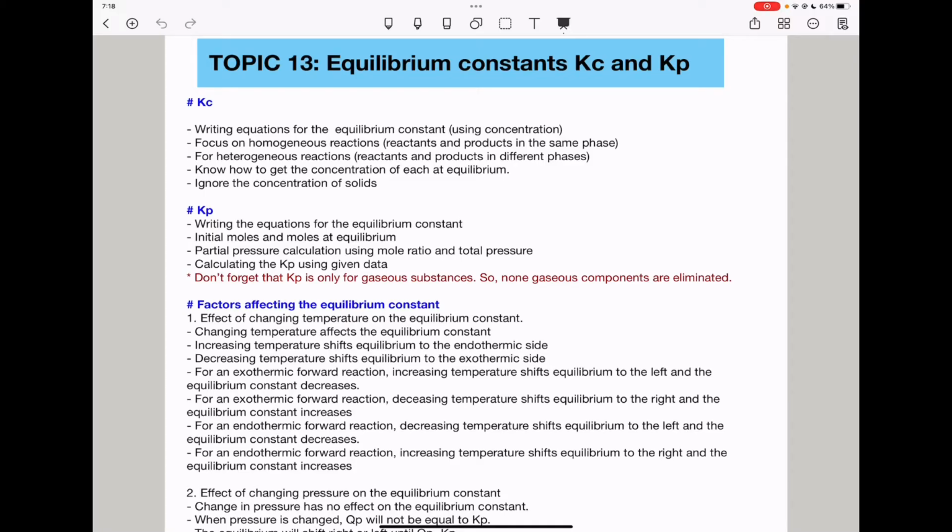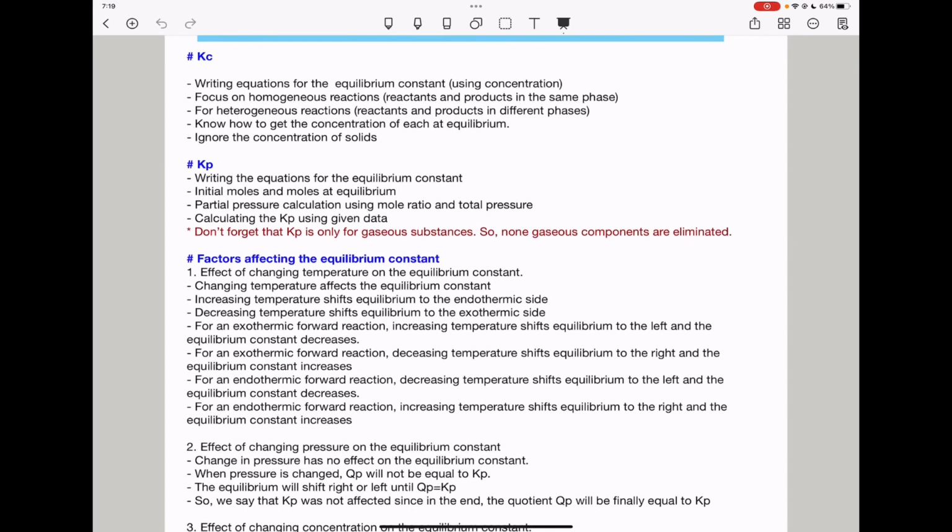So here what you have to do is you have to know how to calculate the initial concentration as well as the concentration as equilibrium is reached. Remember to ignore the concentration of the solid. So you have to know how to calculate the units for the Kc. For equilibrium constant Kp, again here they'll ask you to write equations for the equilibrium constant.